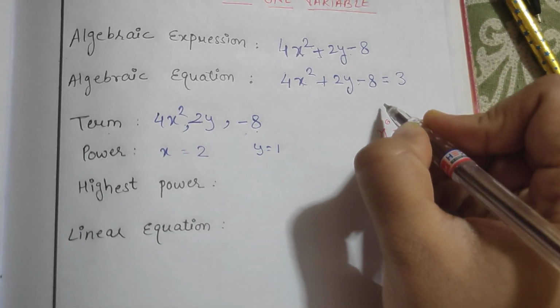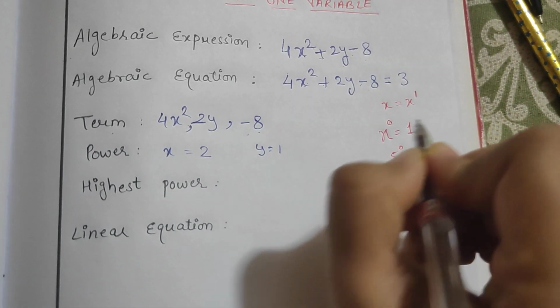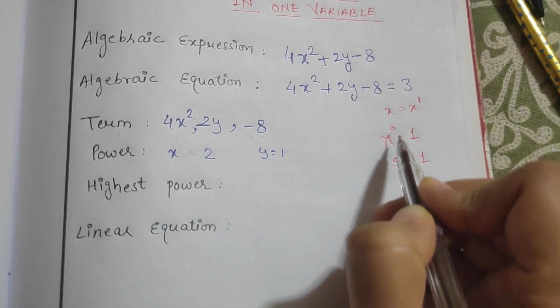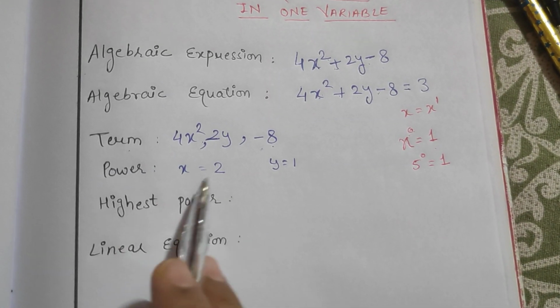So if nothing is there, it means it is having power 1, not 0. Don't consider it as 0. When you say it as 0, it becomes 1. So here we can see that these are the powers.